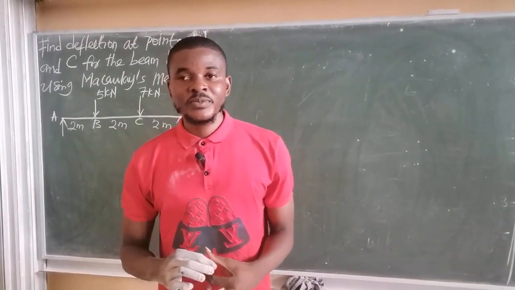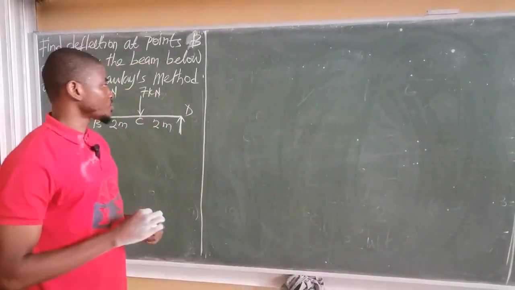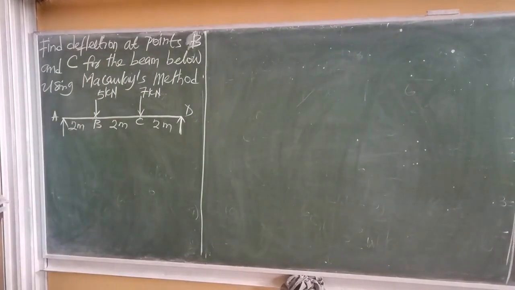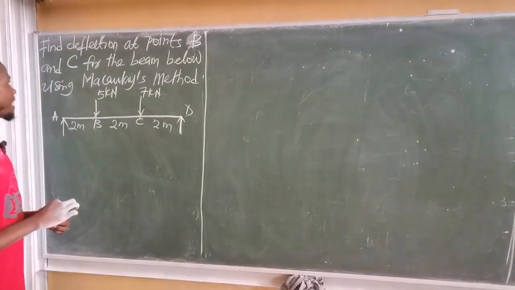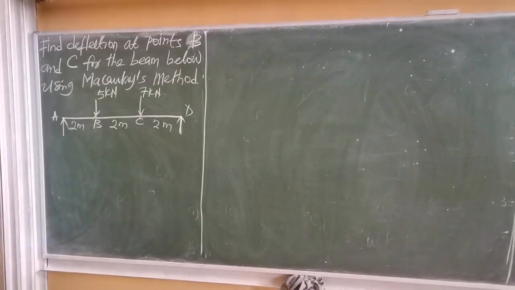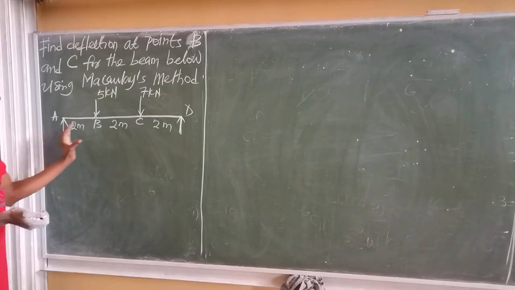All right, welcome. So let's say we are given this problem. We're asked to find deflection at point A and we're asked to find deflection at point B and C for the beam shown below, using Macaulay's method. All right, so we have this beam now.